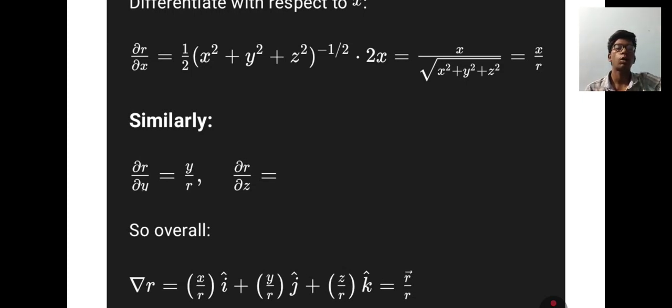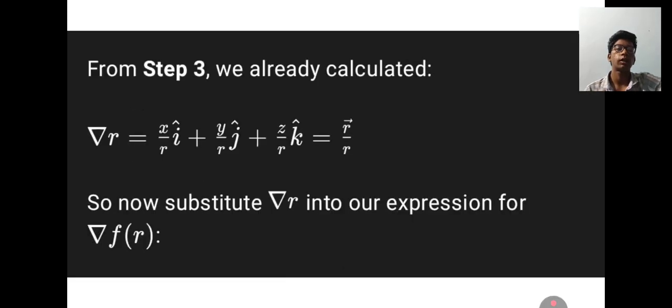Similarly, dou r by dou y equals y by r, dou r by dou z equals z by r. So overall del r equals x by r into i bar plus y by r into j bar plus z by r into k bar. Here x i bar plus y j bar plus z k bar equals r bar, so it becomes r bar by r. From the previous step, we already calculated del r equals r bar by r.